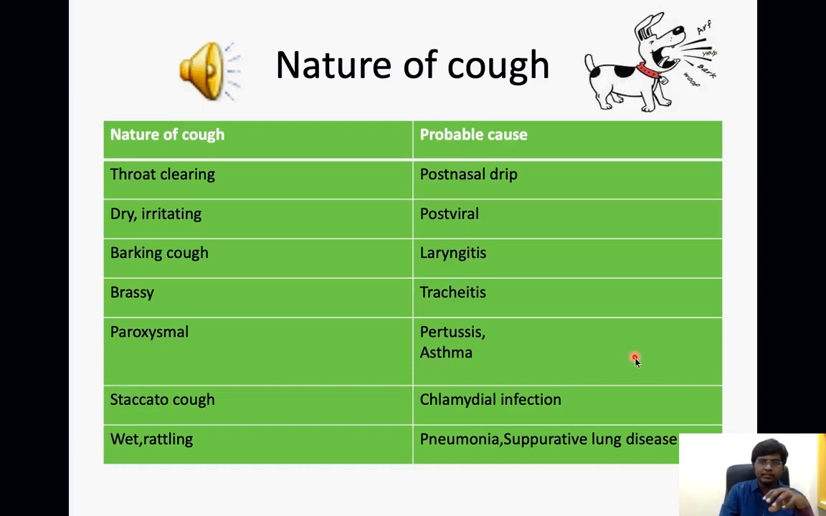That is when the mother will say, whenever I touch the baby's chest, I am able to feel some noises in the chest. And the child will also have a wet cough. Wet cough means the child will be able to produce sputum. So that is what is meant by wet cough. That is very common in pneumonia and suppurative lung disease.